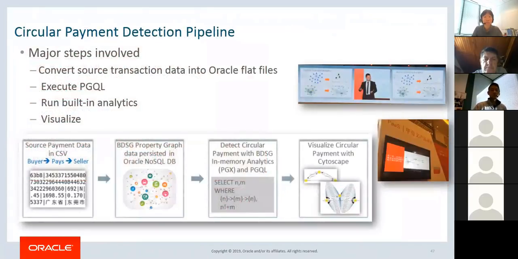And we have a pipeline to detect circular payment. First, of course, we have to model that transaction data into a graph format and load it into Oracle property graph database. There are two approaches that can be used to detect circular payment. The first is to run PGQL to find the circular patterns. The second is more flexible: use one of the built-in analytics, strongly connected components, and then we can visualize the results.